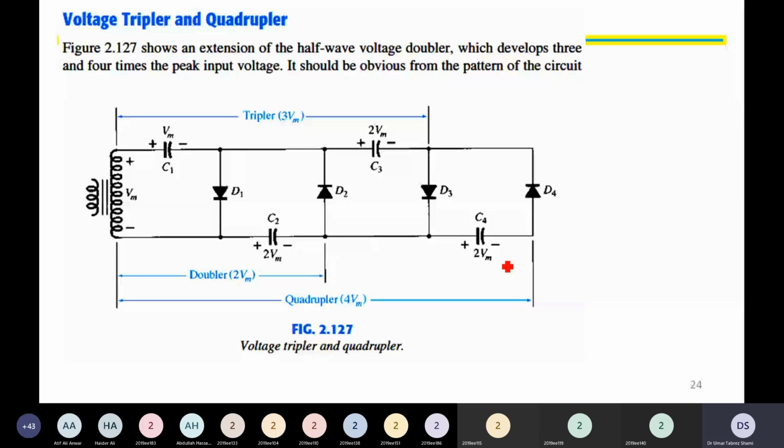The input voltage applied across the secondary of the transformer is your normal sine wave, or it can be a square wave, or it can be a triangular waveform.